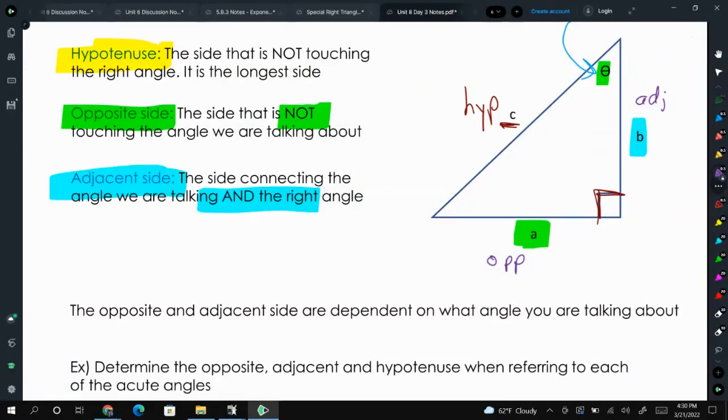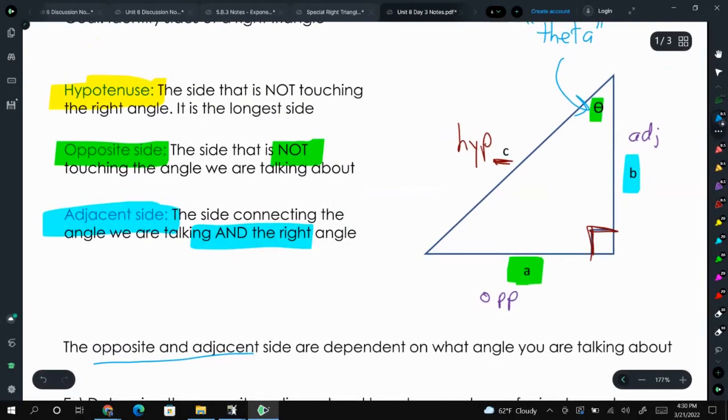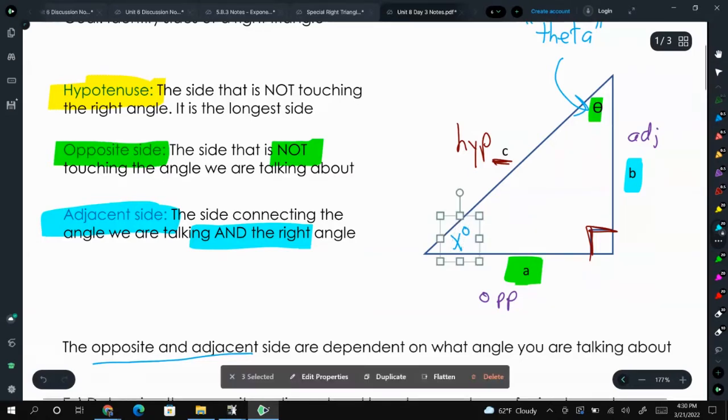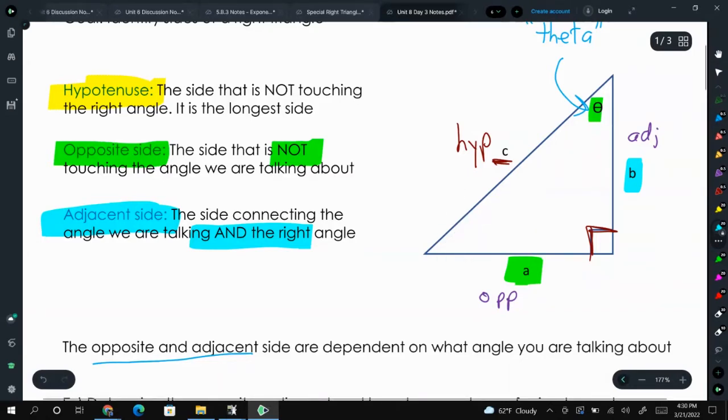Something important to notice and point out is that the opposite and adjacent side change depending on what angle we're talking about. Because what if I talk about this angle right here? Well, now this side, A, is no longer the opposite. Side B is the opposite because that does not touch angle X. But the hypotenuse will always stay the same. So like we're saying, the opposite and adjacent sides are dependent on the angle you are talking about.